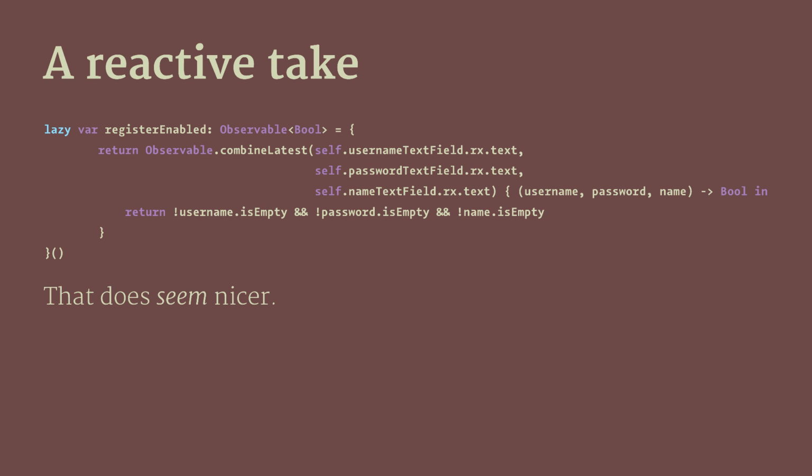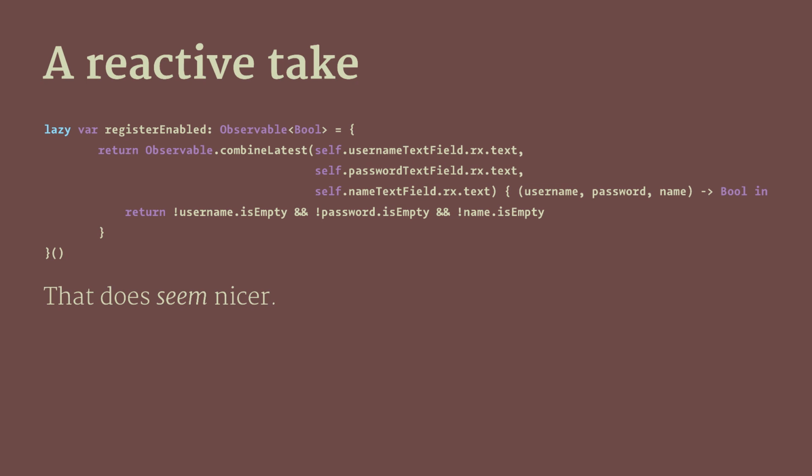So I'm going to use the combineLatest function on the observable, and I'm going to combine three observables. You see a little bit of the RxCocoa going on here that bridges some of the UIKit imperative world to us. The .rx.text is going to pull an observable off each of these text fields, and that observable is going to send either a next event with a value, an error event with an error, or a completed event.